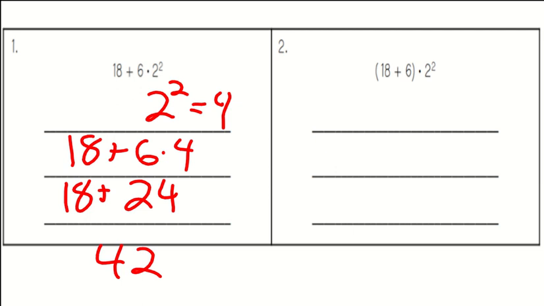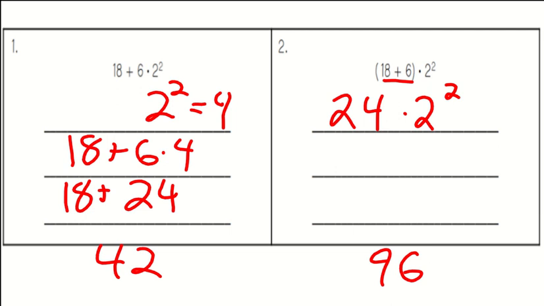All right, number 2 then. Judah. 96 is correct. This time what gets done first? Parentheses. So we got 18 plus 6. That's 24. And we got times 2 squared. Now what gets done? Exponent. So 2 squared, just like the one before, that's 4. 24 times 4 gives us 96. Any questions on either of those?